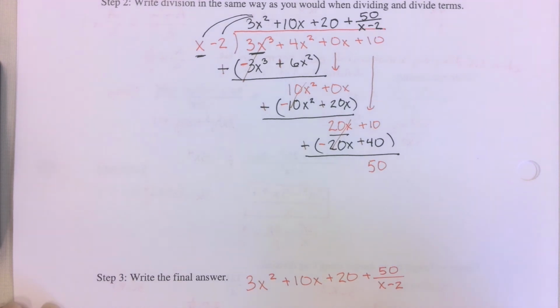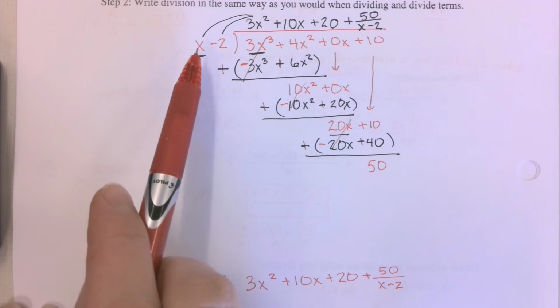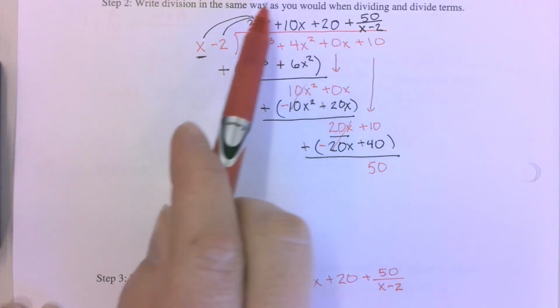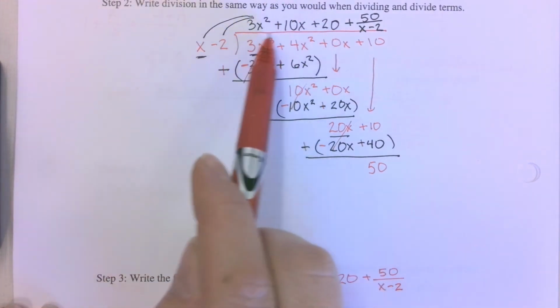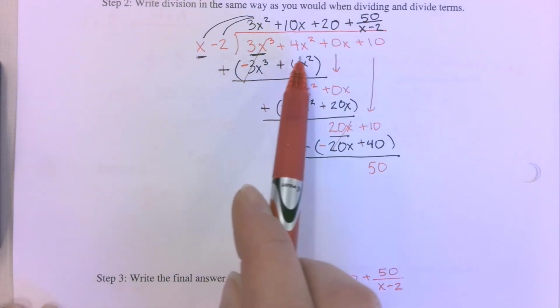Now, if we took the time to do this, we could take the x minus 2 times our answer, multiply all that out, longhand multiplication there, and then add in an extra 50 at the end, and we would get back to where we started.